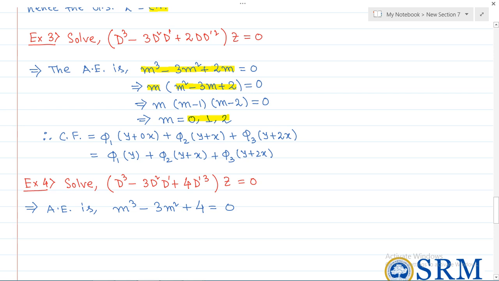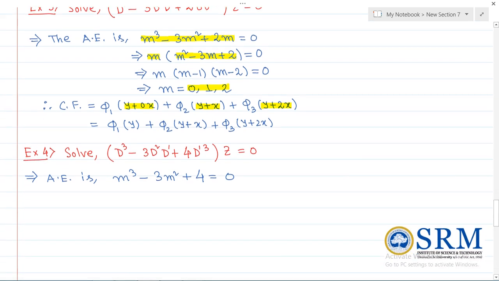Since the three roots are different, what will be our complementary function? φ1(y + 0x), φ2(y + 1x), φ3(y + 2x). Since on the right hand side we have only 0, the general solution is z equals CF only. Let us try to solve the fourth problem.